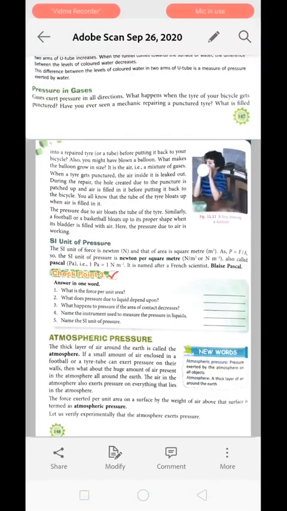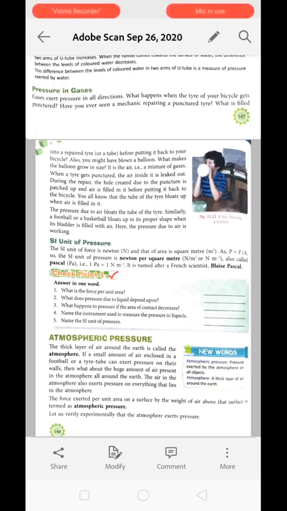Gas exerts pressure in all directions on every object that is kept on the earth's surface. For example, a book, a table, everything which is kept on the earth's surface feels the weight of the air. The pressure exerted on every object due to the weight of air is called atmospheric pressure or air pressure.